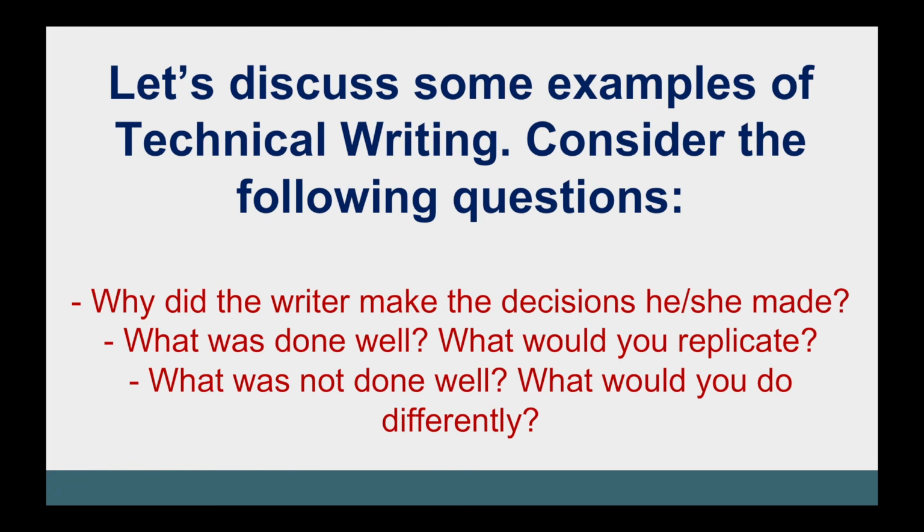Finally, I want to end by showing the examples we began with. As you look through these, you may want to pause the workshop to consider each one. Think about the following questions. Why did the writer make the decisions he or she made? What was done well in the example, and what would you replicate? What was not done well, and how would you do it differently? Also, think about what the purpose and audience of each example is. What do you think they were?